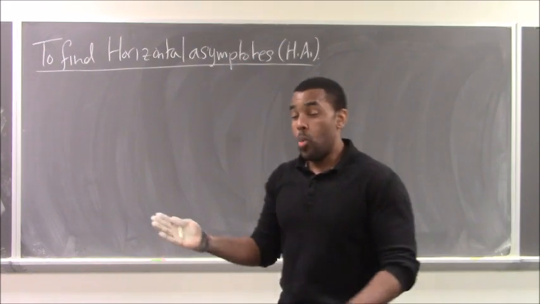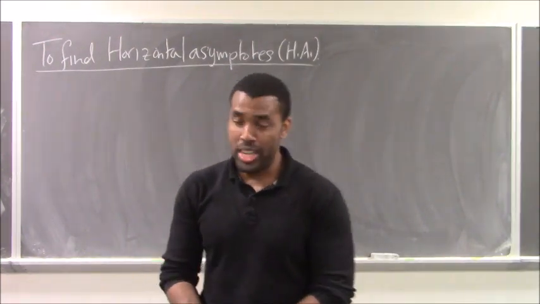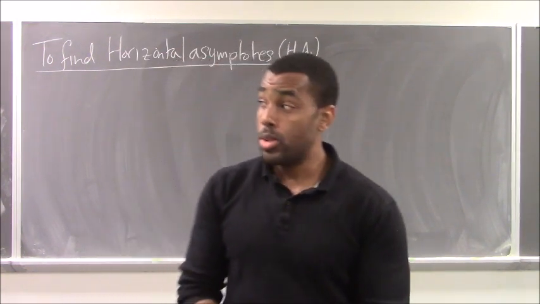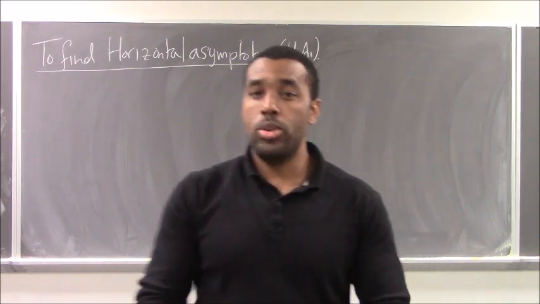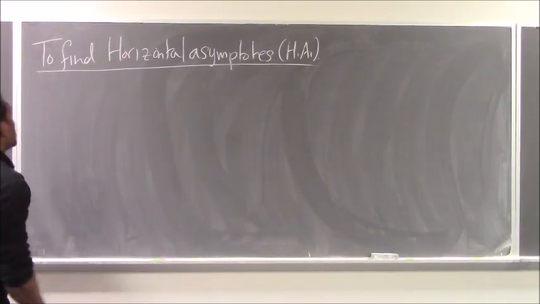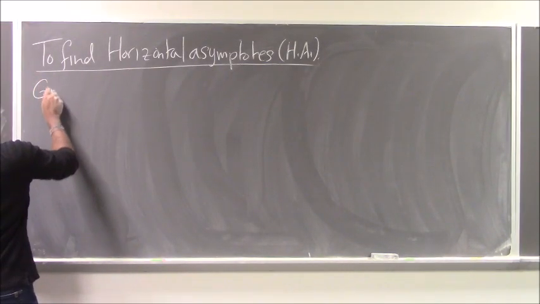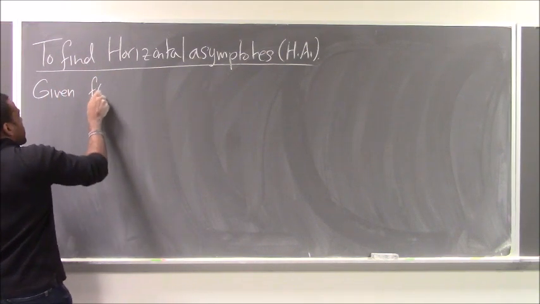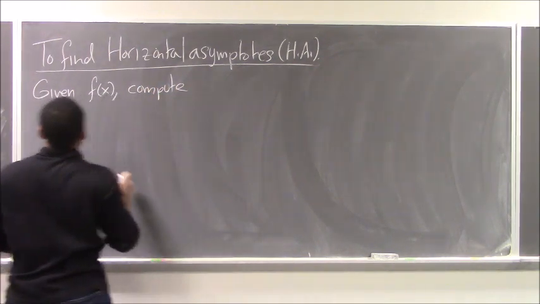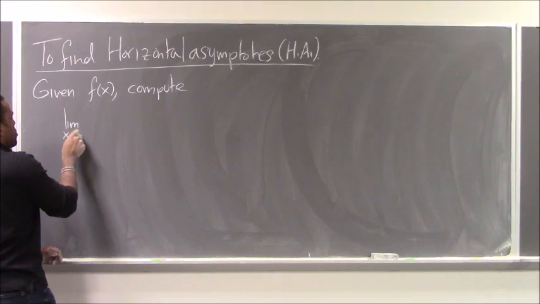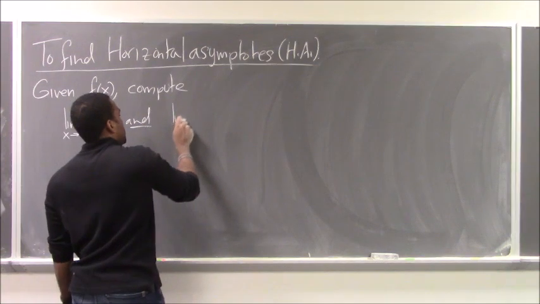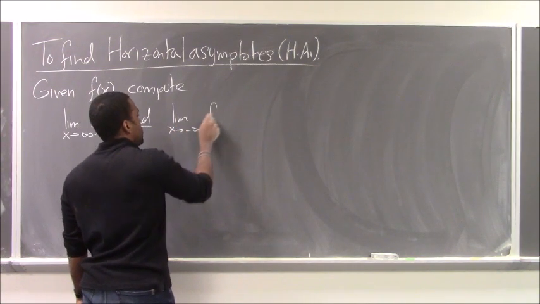All right, so we're going to take it way back. We're going to go back to limits actually. And technically, to find vertical asymptotes, you also need limits, but there are ways around it so that you probably won't have to think of limits when doing them. But for horizontal asymptotes, you're always going to be thinking about limits. Given f of x, what you do is compute two limits: the limit as x approaches infinity of f of x, and the limit as x approaches negative infinity of f of x.